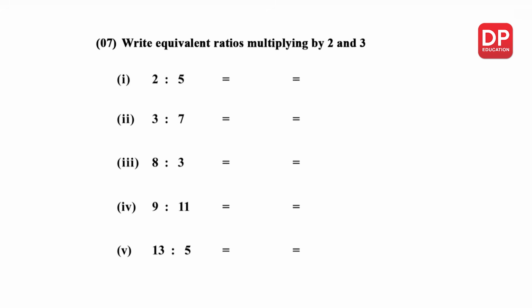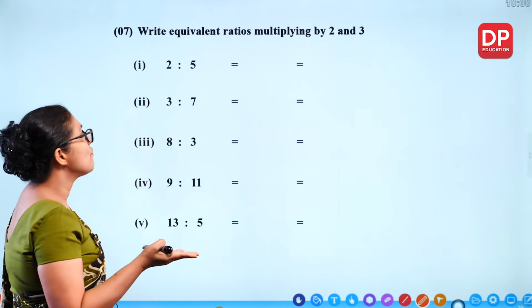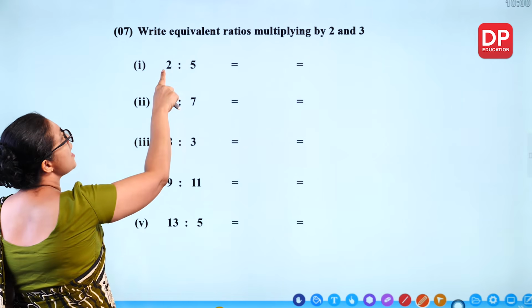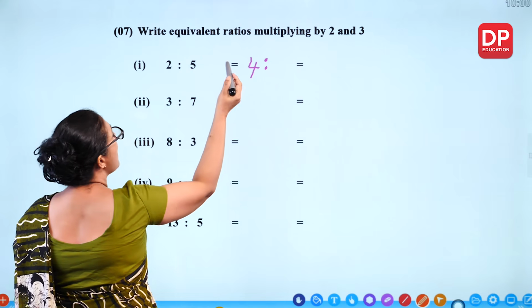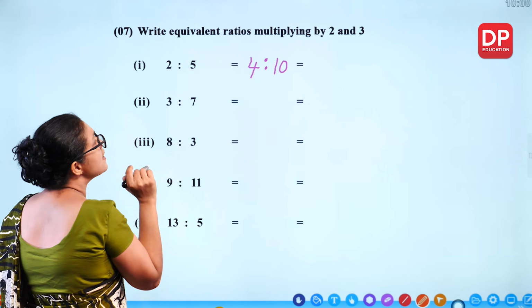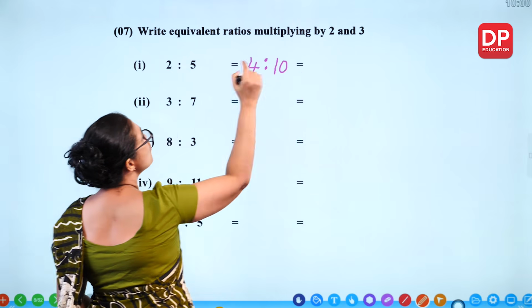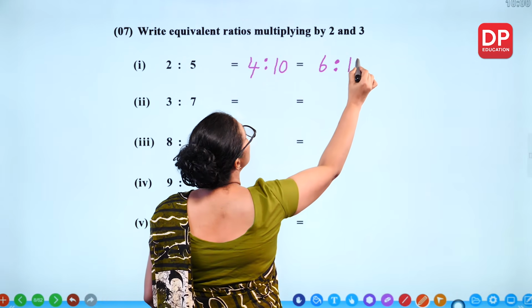Write equivalent ratios by multiplying by 2 and 3. So when you multiply one side, you do the same thing for the other side. So 2 times 2, 4. 2 times 5, 10. Now do it for multiplying by 3. 3 times 2, 6. 3 times 5, 15.